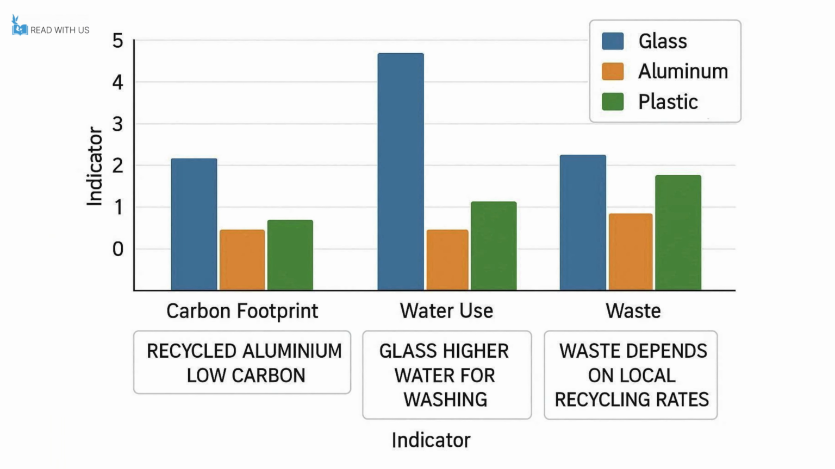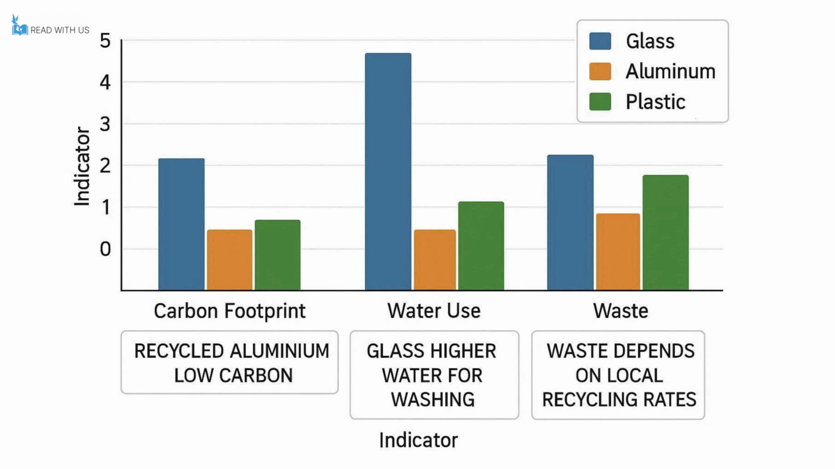The impact results can show the lowest carbon footprint for recycled aluminum or lightweight plastic, higher water use for washing returnable glass, and different waste outcomes that depend on local collection and recycling rates.